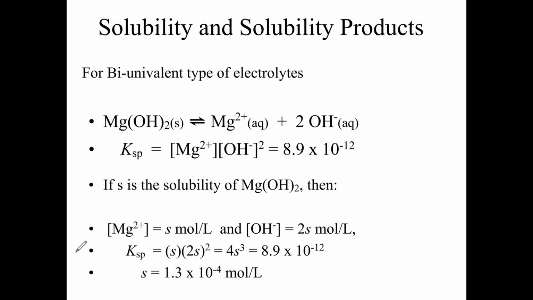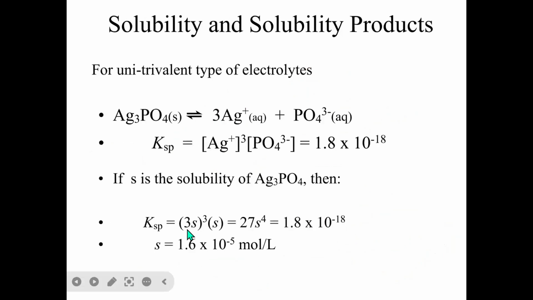And then the next example is for uni-trivalent ions. So you see, in this case, you have silver phosphate, which dissociates to generate 3 moles of silver ion and then 1 mole of phosphate ion. So now, here is 3, so we have silver ion raised to the power of 3 because the number of moles here is 3, and here is 1 mole, so that is why we have only 1 here.